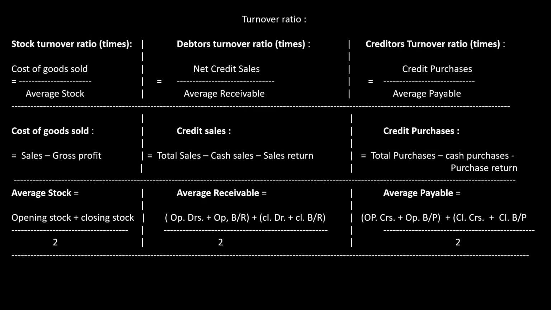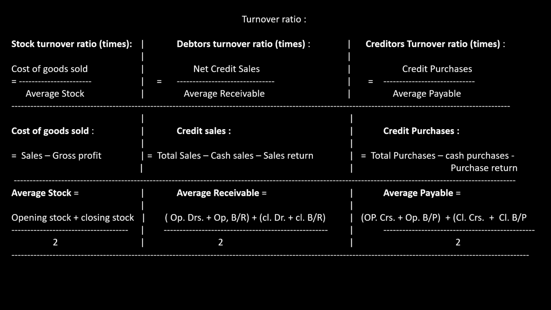Now, I'll give you the format for turnover ratio. We'll start with the turnover ratios first. Under the turnover ratio, there are three important formulas. You can see the three columns given here. The first column represents stock turnover ratio in times, then debtors turnover ratio in times, creditors turnover ratio in times. The first formula, for stock turnover ratio, is cost of goods sold by average stock.